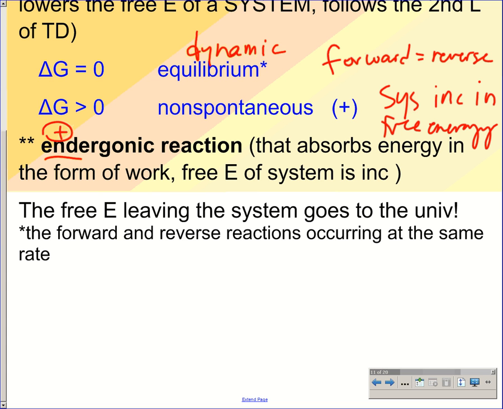Like a reaction that goes forward, so you're going from A plus B to C plus D, and going from C plus D to A plus B, so going in the reverse direction. They're occurring at the same rate, so they're equally favorable, and we don't talk about it being either way.